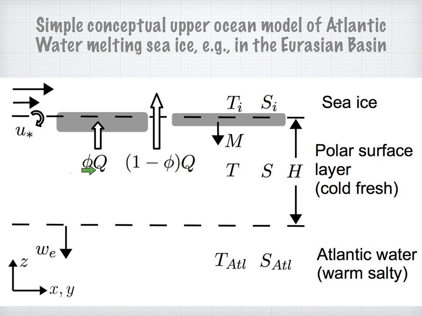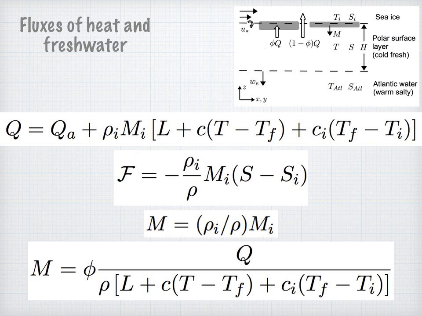There's heat loss, a fraction phi of that is going to melt ice, we're going to vary phi. The rest is going to the atmosphere. There's some wind mixing. The layer might be deepening through entrainment. And then we have to take account of the fresh water and heat fluxes associated with the melting, which is M. So here's a set of equations which shows those fluxes.